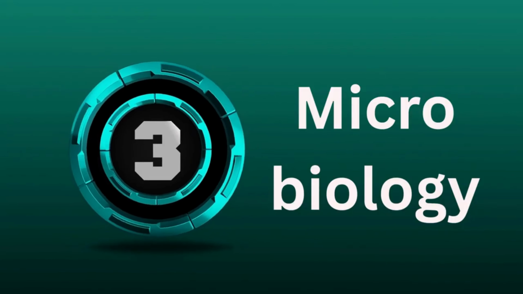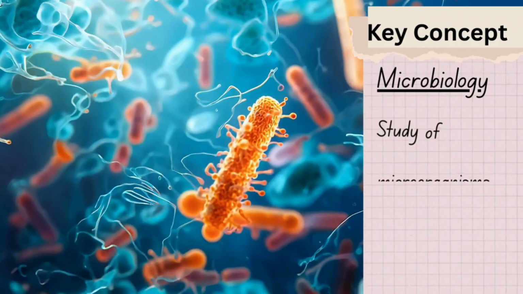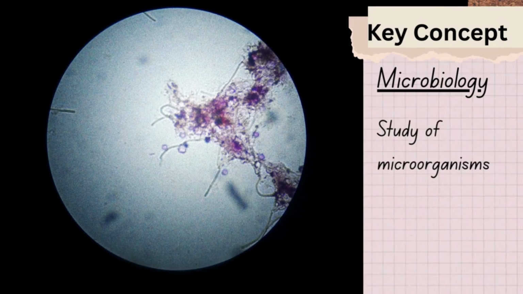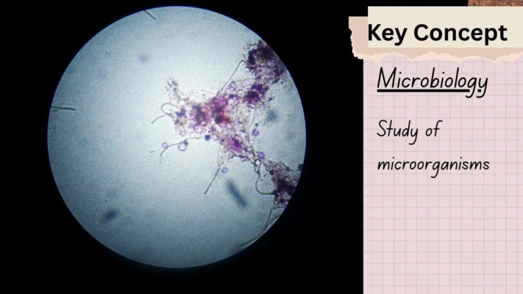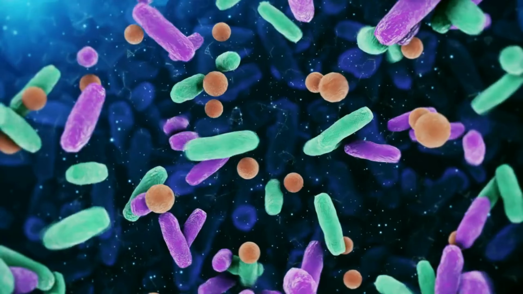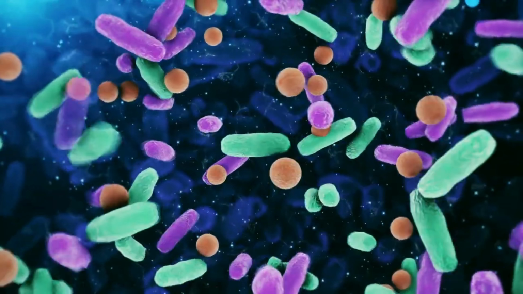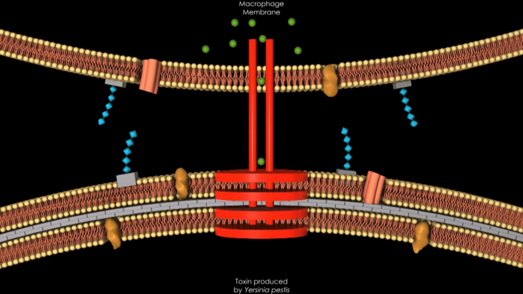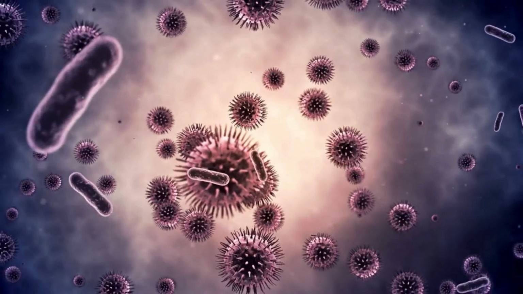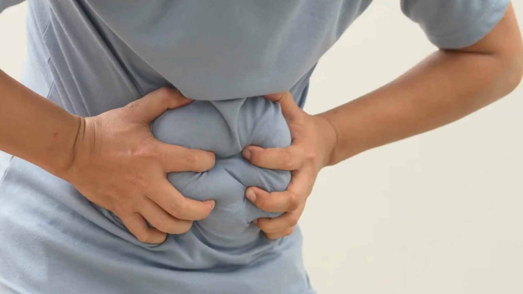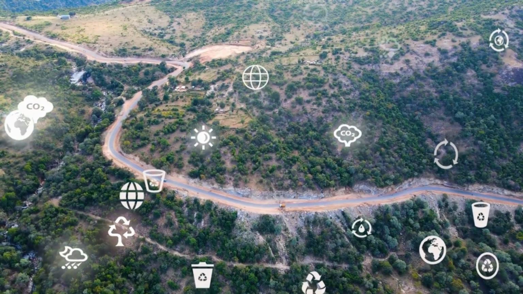The third branch is microbiology. It is the study of microorganisms that are too small to be seen with the naked eye. For example, if we take bacteria, in microbiology, we study their structure, mode of reproduction, living conditions, and their effects on health, disease, and the environment.